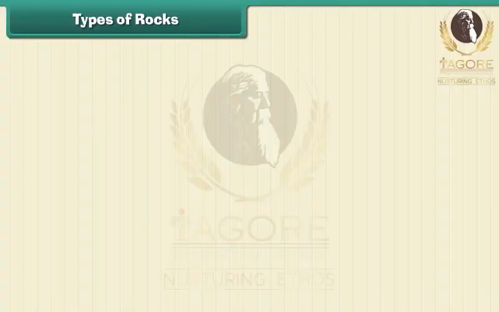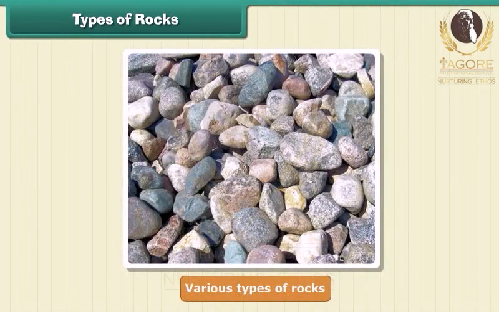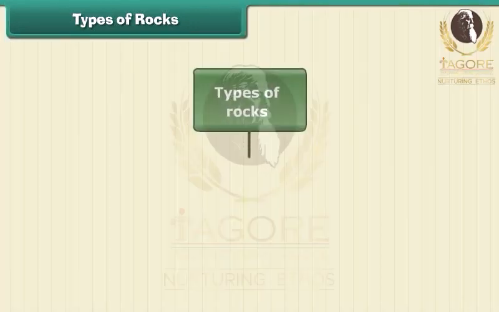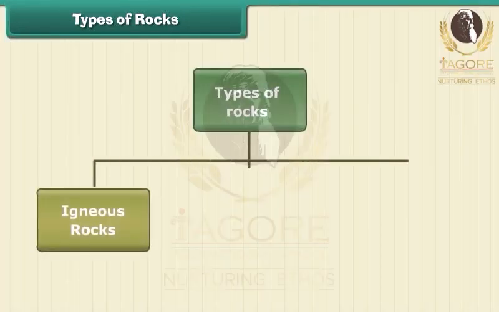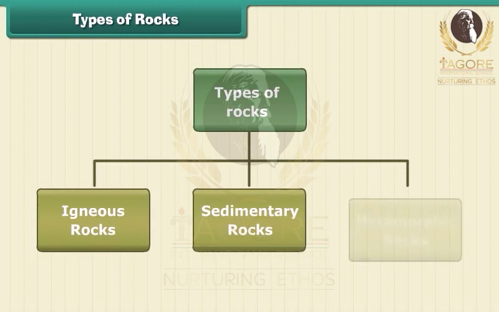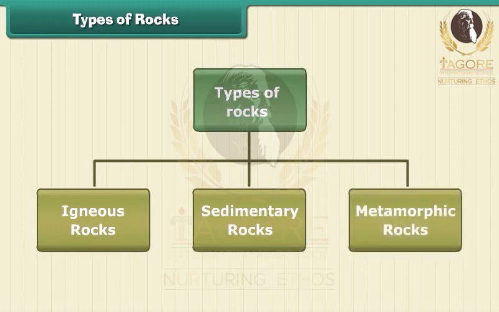We now know that the earth's crust is made up of various types of rocks. The three major types are igneous rocks, sedimentary rocks, and metamorphic rocks. Let's study about them in detail.